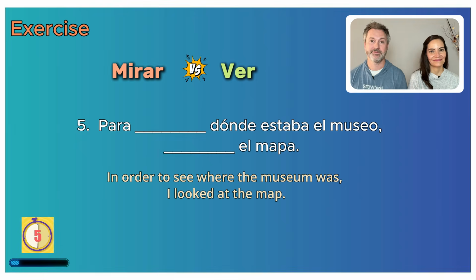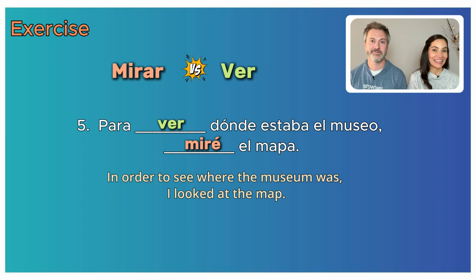Okay, and lastly, how would we say, in order to see where the museum was, I looked at the map? Para ver dónde estaba el museo, miré el mapa. So in order to simply see or perceive where the museum is, we needed to pay attention to or look intentionally at the map. So we needed ver and then mirar.